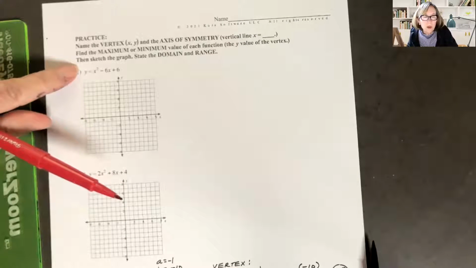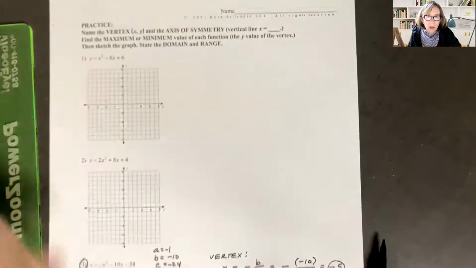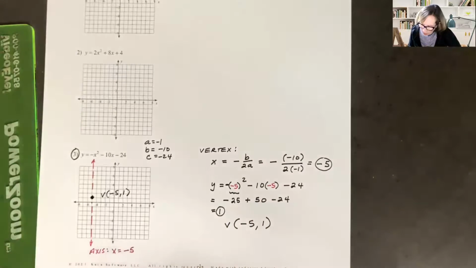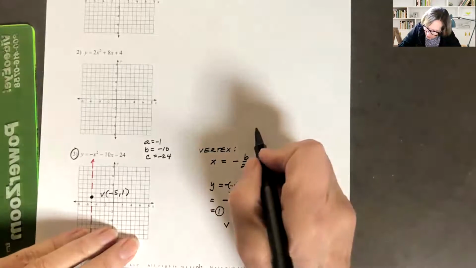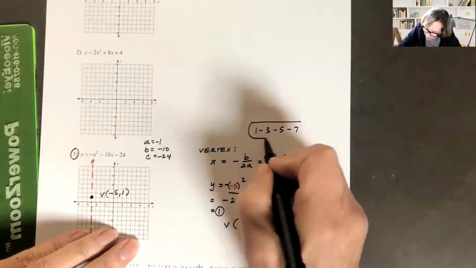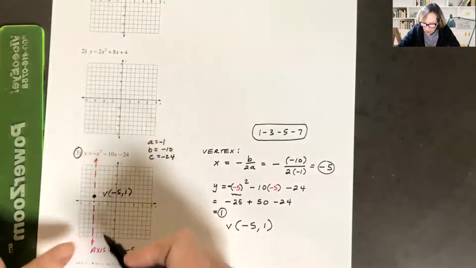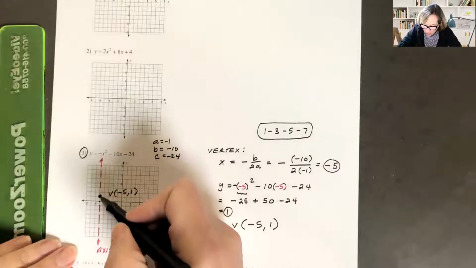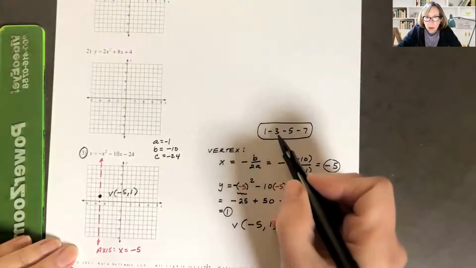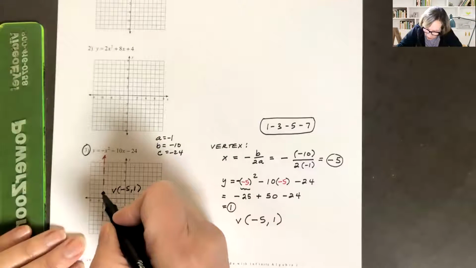Okay, so far I've named the vertex and the axis of symmetry. Now I'm going to find the points on the graph using the 1, 3, 5, 7 pattern, and then we'll talk about the maximum and minimum. So I'm going to use this 1, 3, 5, 7, etc. pattern, except because I know that this parabola is going to open down, every time I move right by 1 from the vertex, I'm going to go down 1, and then the next time I'll go down 3, and then down 5, etc. So first of all, I go right by 1 and down 1 for a point.